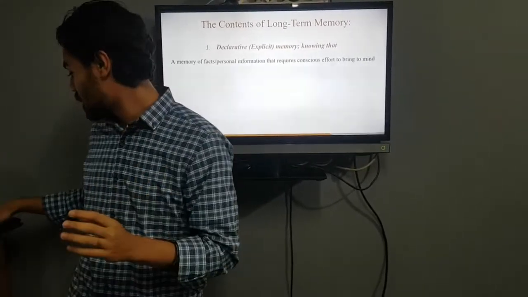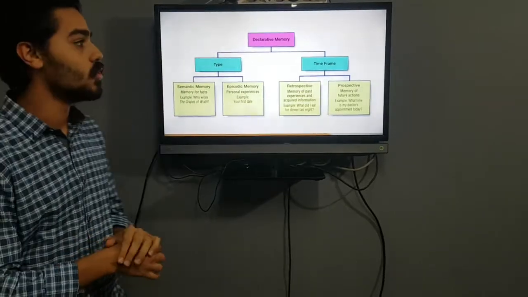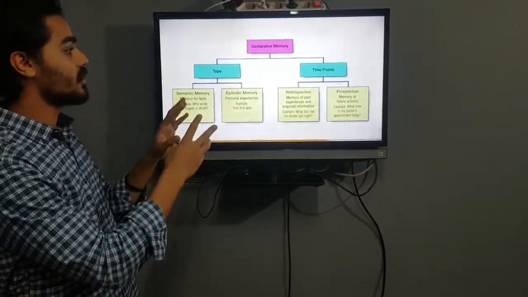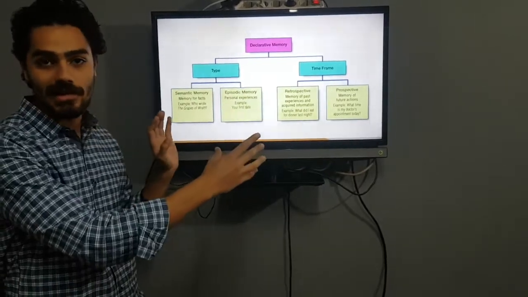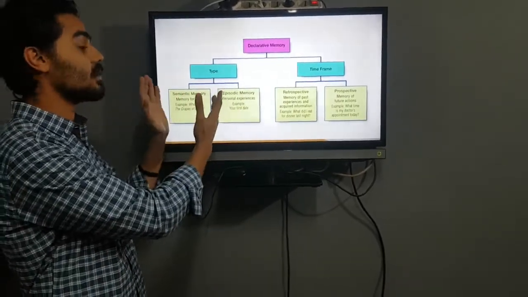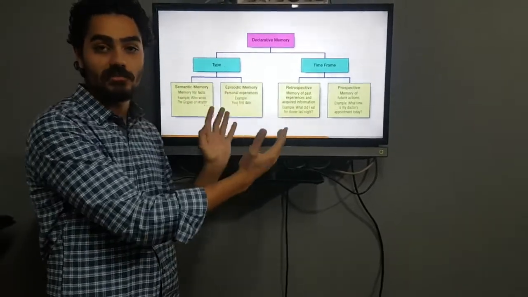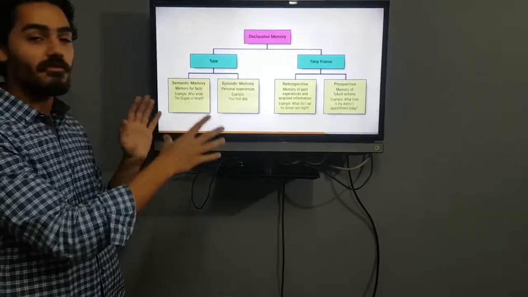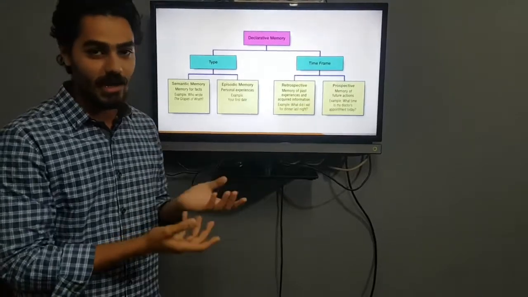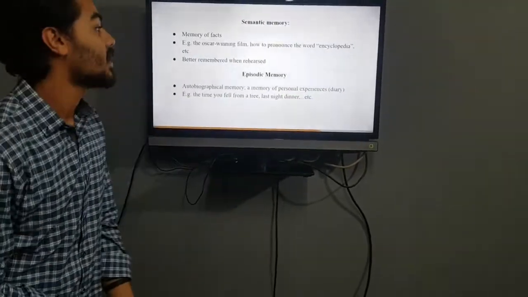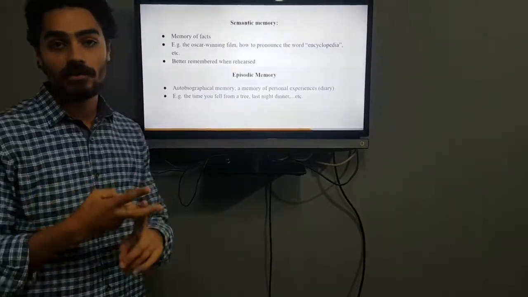Just a very simple diagram to map out the concepts. There are two main divisions of declarative memory, one that is divided upon its type and another that is divided upon its time frame. It's way simpler than this diagram. Starting with the types, there are two types of declarative memory.